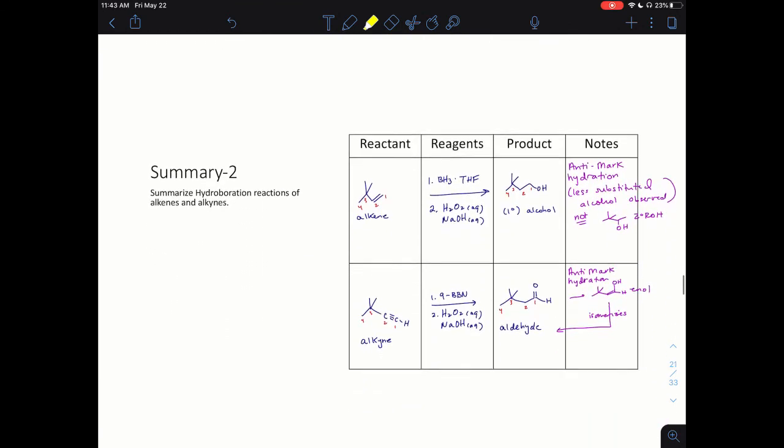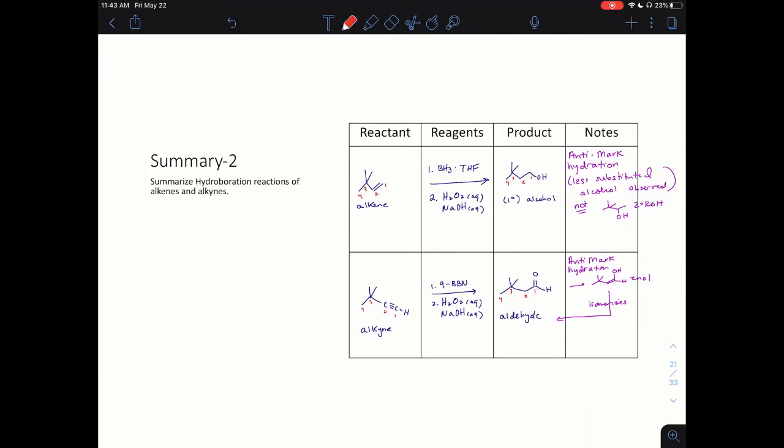Haha, I've done it. Something that I should point out to you, and I was going to point it out in the practice problems, but I'm going to save the practice problems for a separate video because this one is going so long. I want to point out the stereochemistry of hydroboration. The H and OH that are added by hydroboration, they add in a syn fashion.